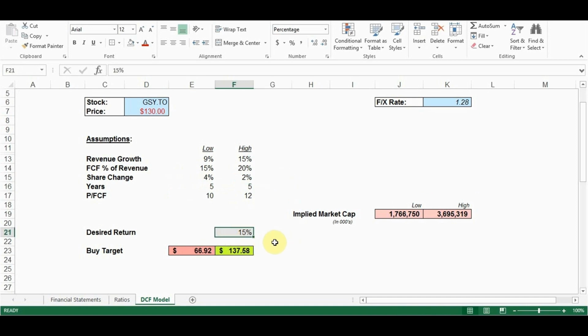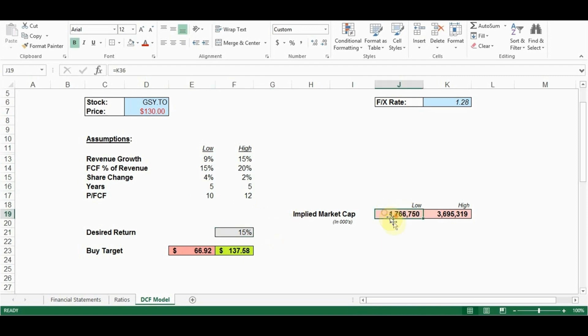Desired return, why did I go 15%? I always go 15% because, look, the S&P 500 averages between 8 to 10% per year. If you're going to take on the actual risk of buying an individual stock rather than a safe index fund, reward yourself. Give yourself that little bit of a margin of safety, just in case your assumptions up here do go wrong. That's going to impact your return. So I always go minimum 15%. The minimum I'd say ever do is 12%, but I like to go 15.